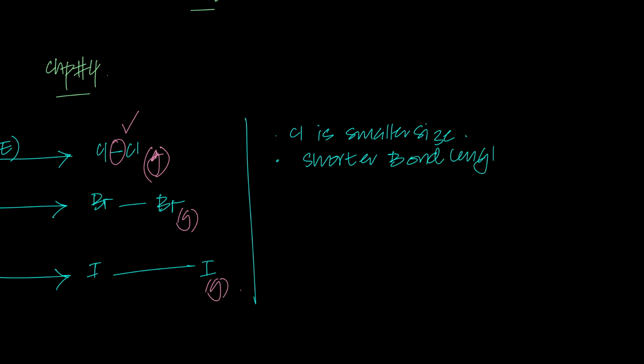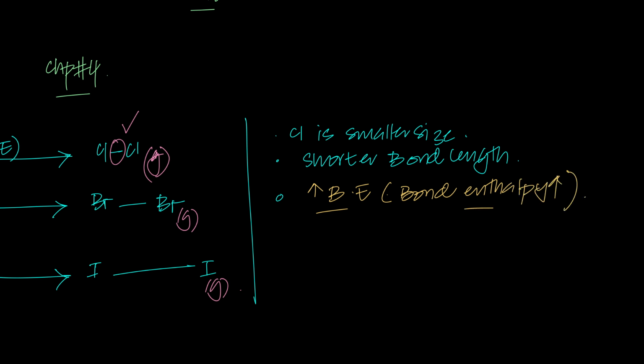I'm just recapping chapter 4. So the shorter the bond length, you need to provide a lot of energy. Therefore we also used to say that the bond enthalpy is also pretty high for breaking the Cl-Cl bond, right?